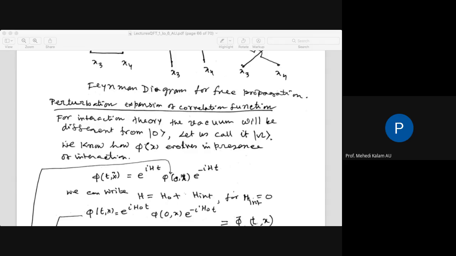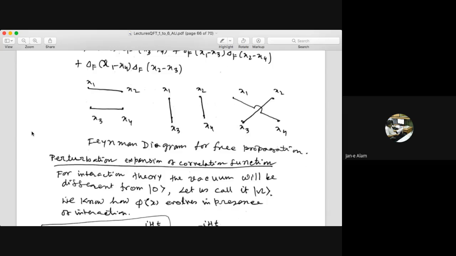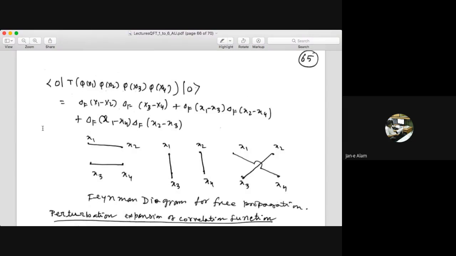Yes, one question in the chat box from Wifat Nasrin. What is the motivation of Wick's theorem? When I calculated the scattering matrix yesterday, a time order product of the operators came. Now the question is, how should I evaluate the time order product? And Wick's theorem tells me how to do that.